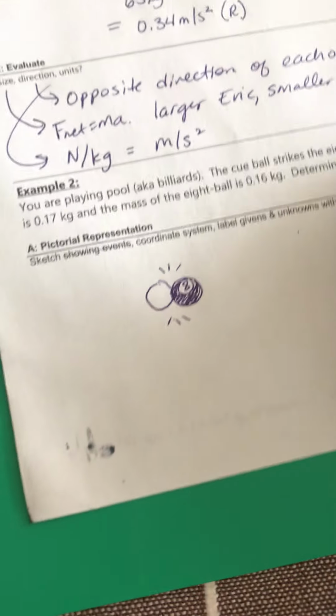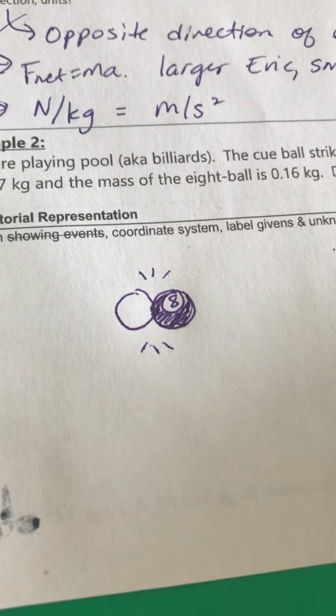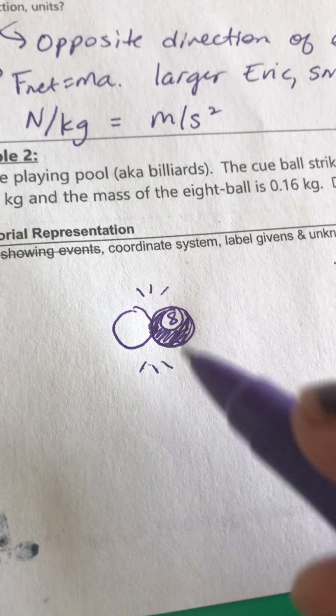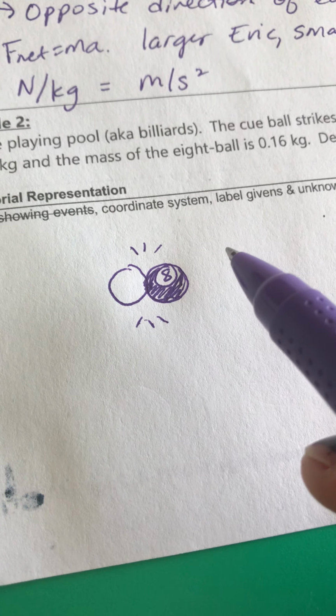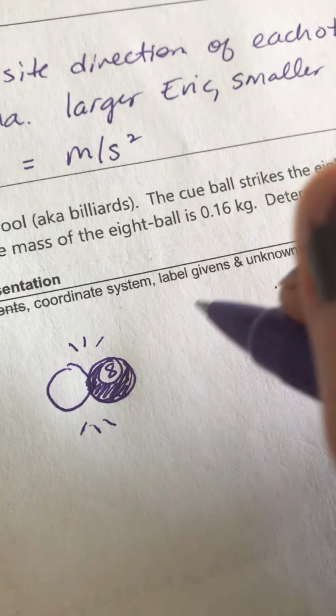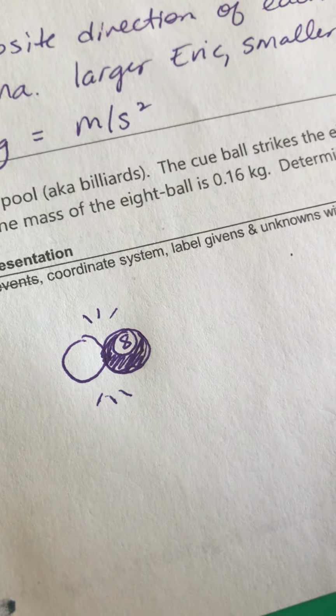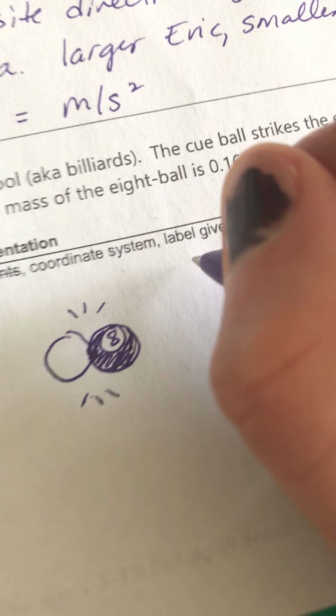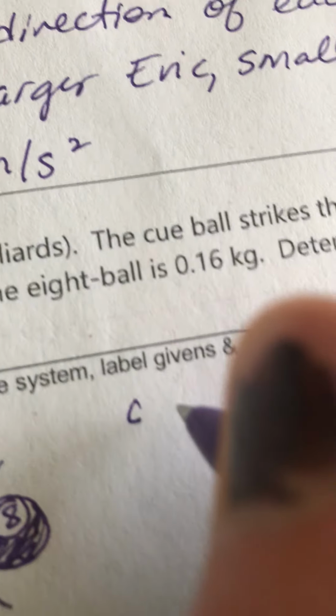Okay. So I've drawn the two balls interacting here. 8 ball, cue ball. Cue ball is white, 8 ball is colored here. And again, we need to create some letters to differentiate between the two systems. So I'm going to write C for cue ball.